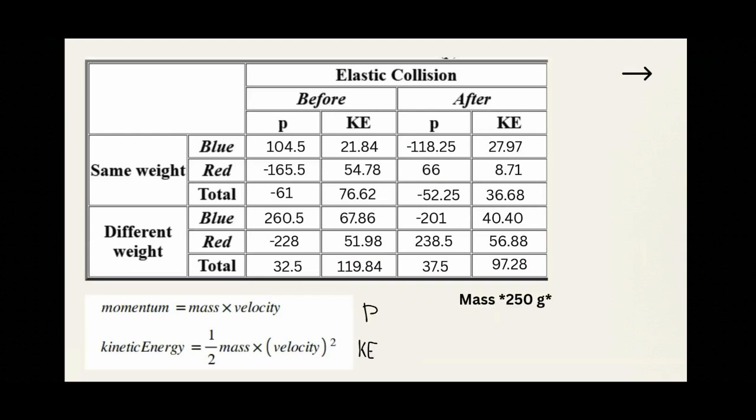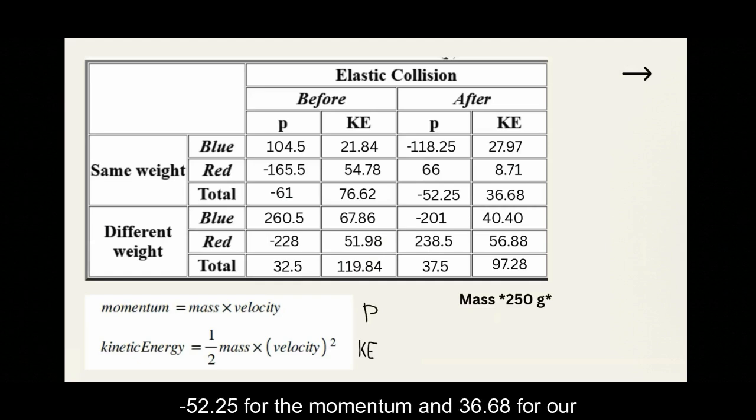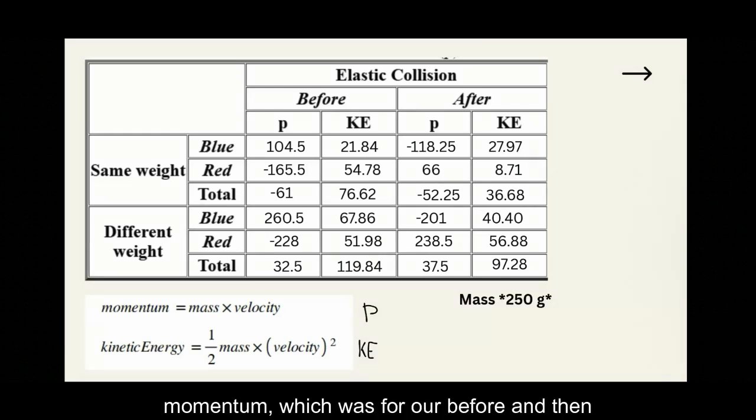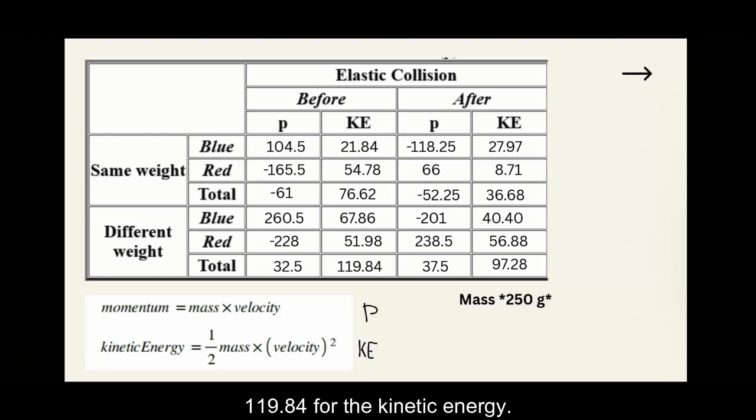So we calculated for our before. There was a total of -61 for our momentum, and our kinetic energy is at 76.62. And then for the after, we calculated a -52.25 for the momentum and 36.68 for our kinetic energy. And then once we added a different weight, we got 32.5 for our momentum, which was for before, and 119.84 for the kinetic energy. And for after the collision, we calculated a 37.5 momentum and a 97.28 kinetic energy.